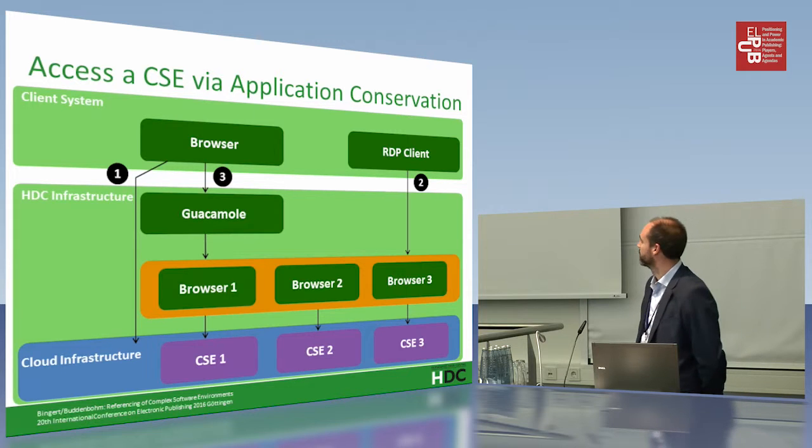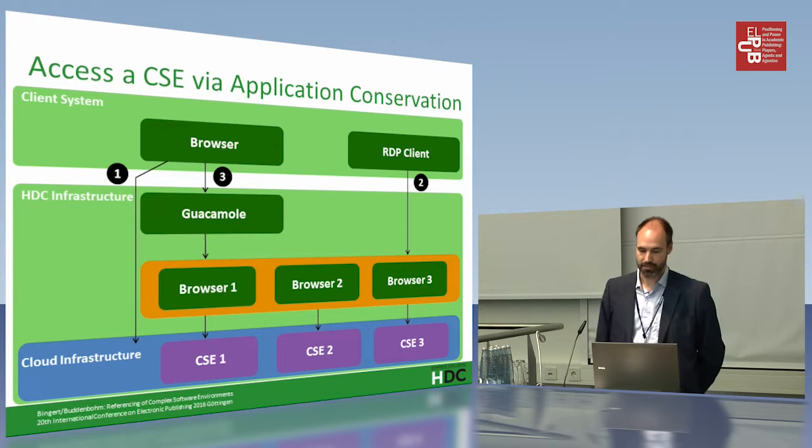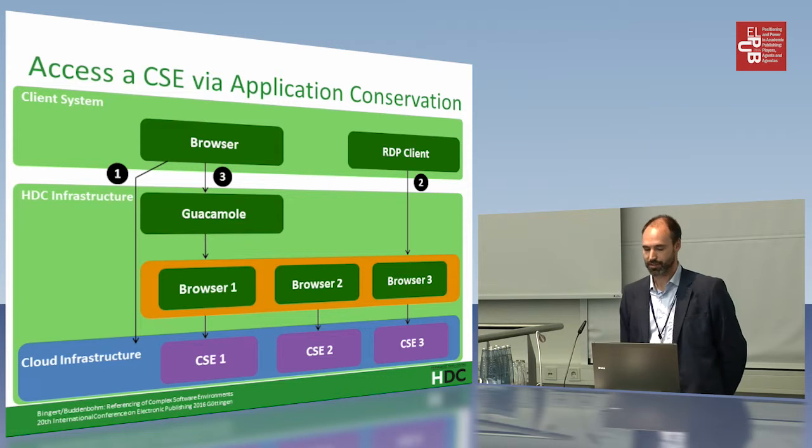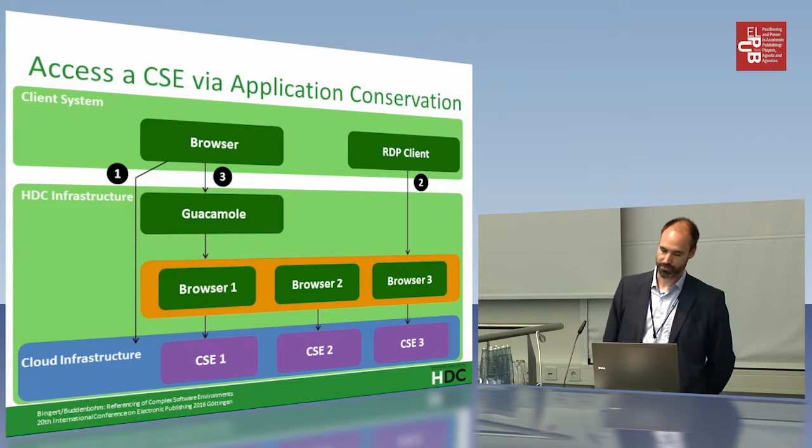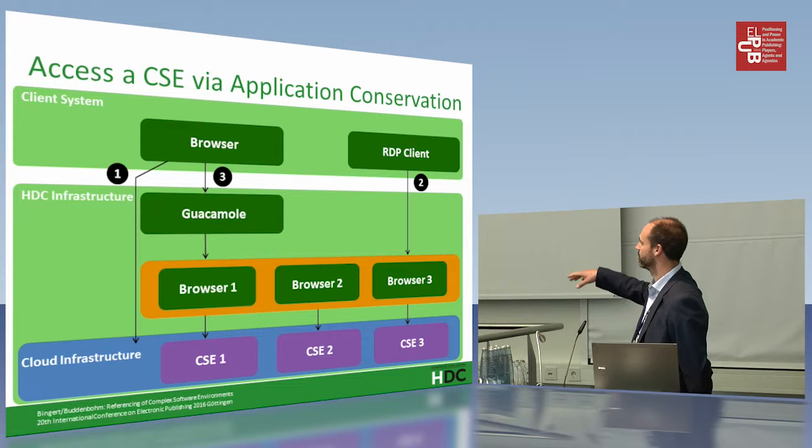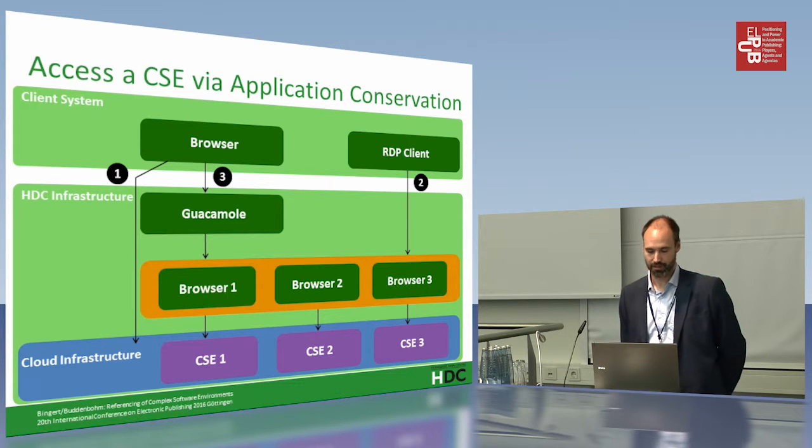That's why we came up with path number 3, where we added an additional layer that allows you to connect directly with your own browser to the research result, and you won't see anything in between. You would be directly connected to the research result.